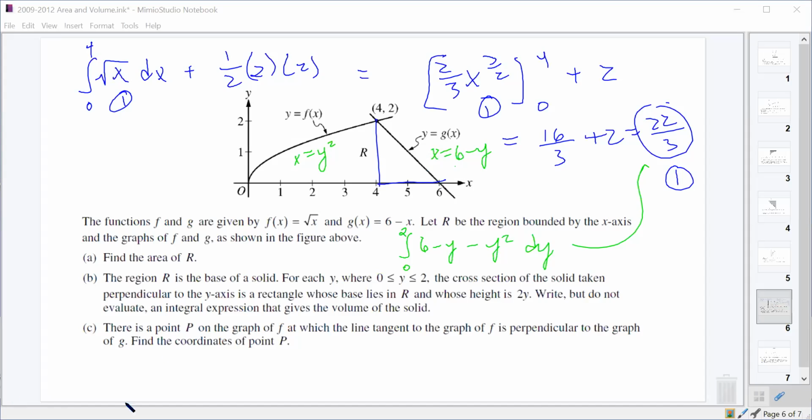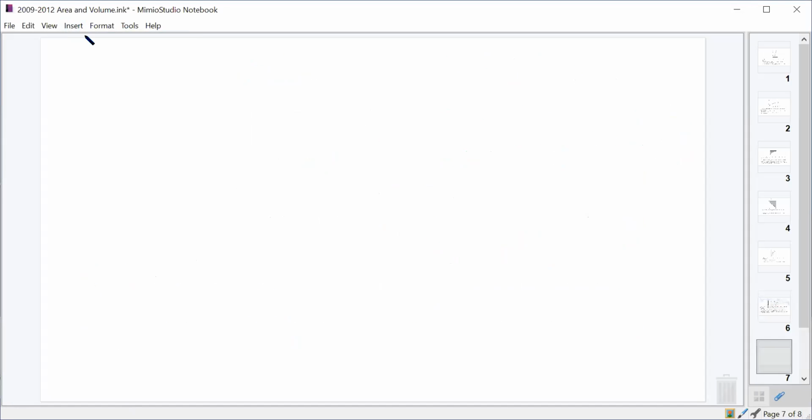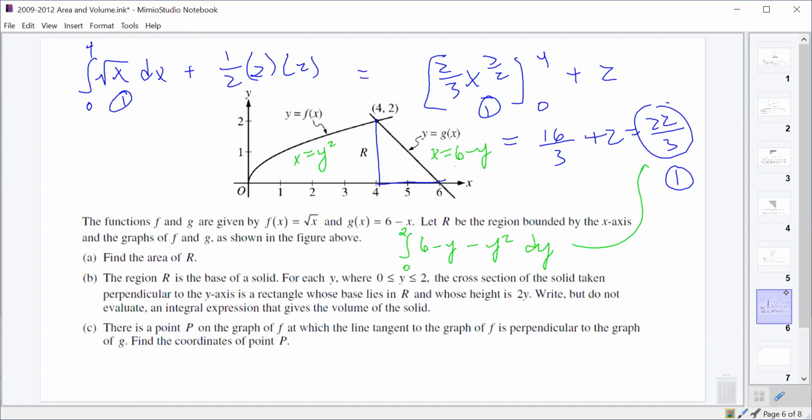All right, part B then tells us that the region R is the base of the solid, and that cross sections perpendicular to the y-axis are rectangles, and their base lies across the region, and their height is just 2y. So all we need is an integral expression to give the volume of it.